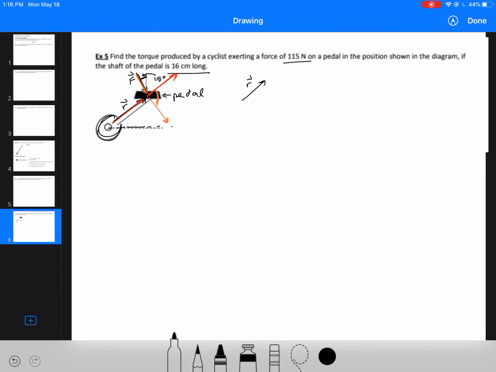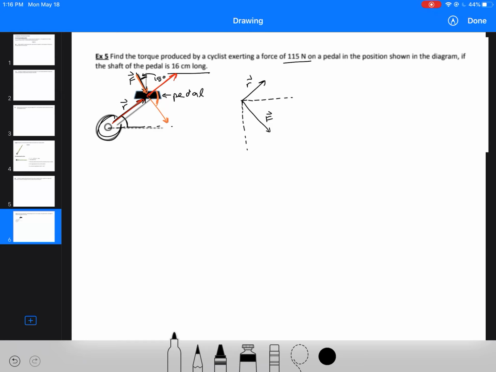So let's redraw that up here. So I've got my radius vector here. I've got my force vector here. Now I've got them tail to tail. So now what angles do I know? I've got my vertical and I've got my horizontal.